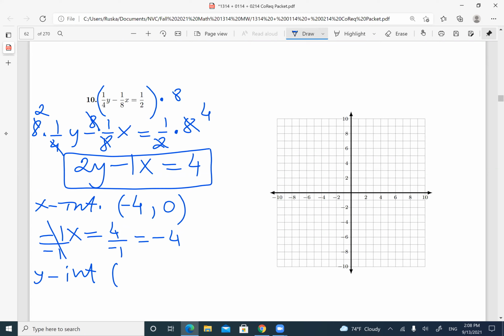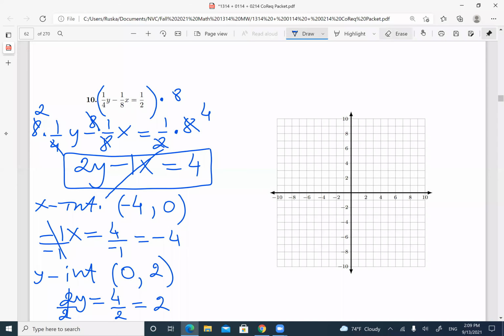So the y-intercept is gonna be 0, comma, I need to find a number. Now when x is 0, this is gonna be 0. So I have to solve 2y equals 4. Divide both sides by 2. It's gonna be 2. So you're crossing the y-axis at 2.